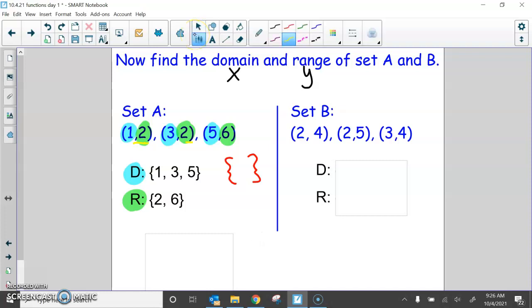Okay, now I want you guys to try B. I want you to see if you can figure out the domain and the range for B. So pause this video and see if you can figure it out.